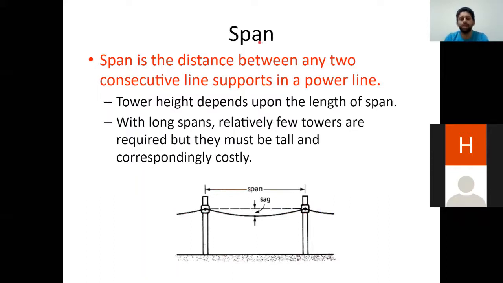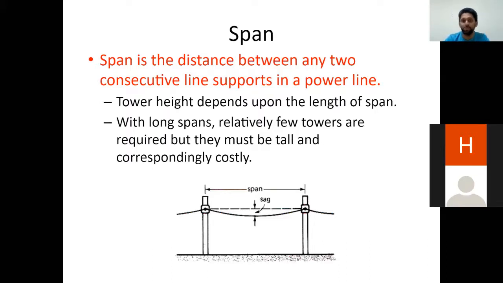Okay, coming to span. Span we already discussed. Do you remember when we discussed the type of support? We discussed that if you use stronger supports, we can increase the span. Instead of wood, the span will be less, and for metal or concrete type, the span will be more.